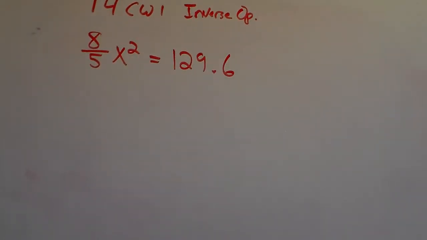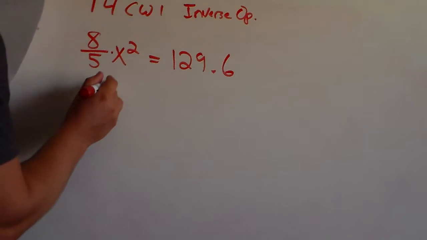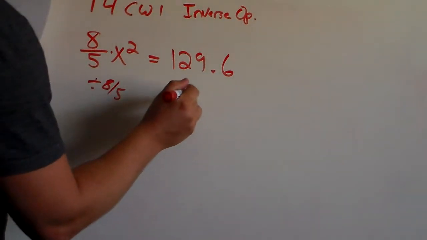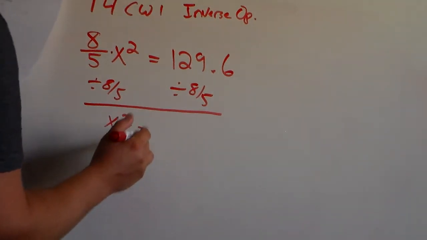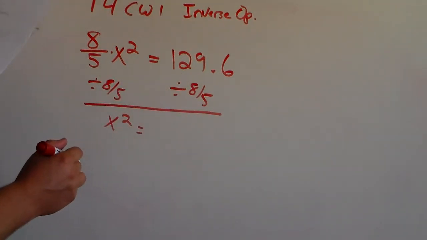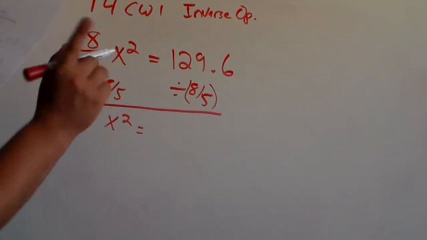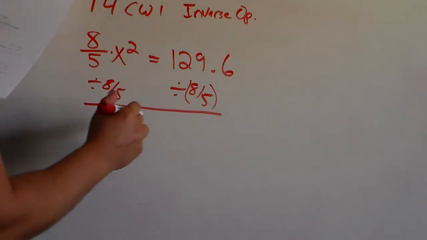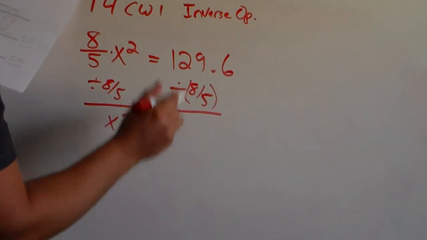Alright, ladies and gentlemen, here's problem number 3. We have 8/5 times x squared equals 129.6. Just like what we've been doing, this is 8/5 times x squared, so we've got to divide by 8/5 on both sides. So we have x squared equals 129.6 divided by 8/5. Make sure when you put it in that calculator, you're using those parentheses, like I probably said 100 times in class. 129.6 divided by 8/5 gets you 81.